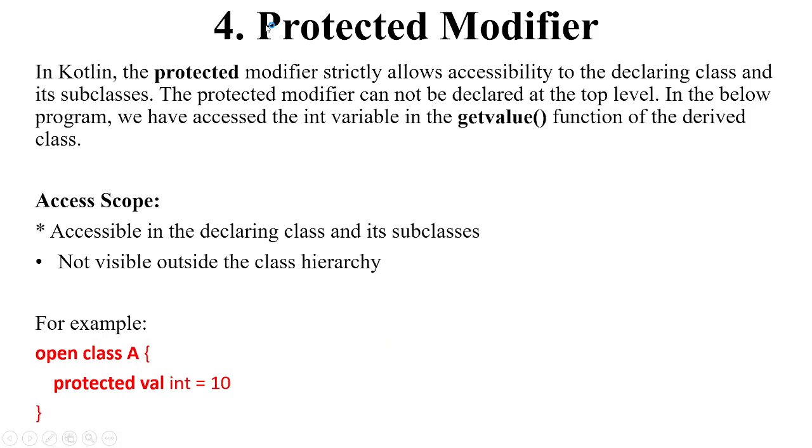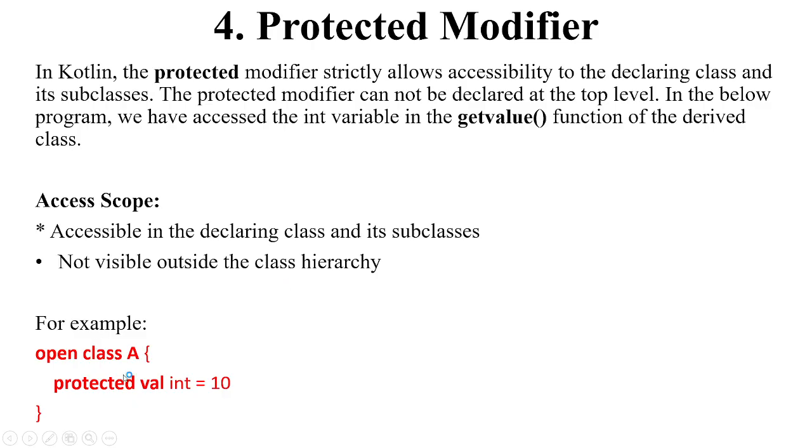And when we declare our variables or class as protected in Kotlin, the protected modifier allows accessibility to the declaring class and its subclass. It means that if you declare any variable or function as protected, then you can access it in the same class and its child class through inheritance. It is not visible outside of the class hierarchy.